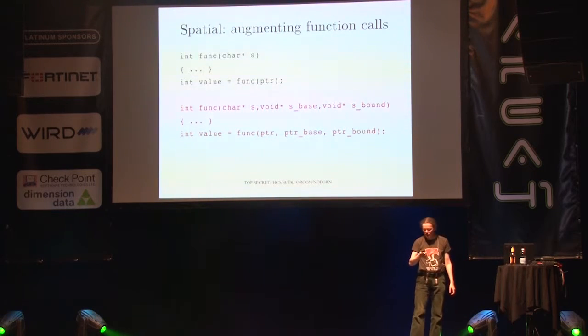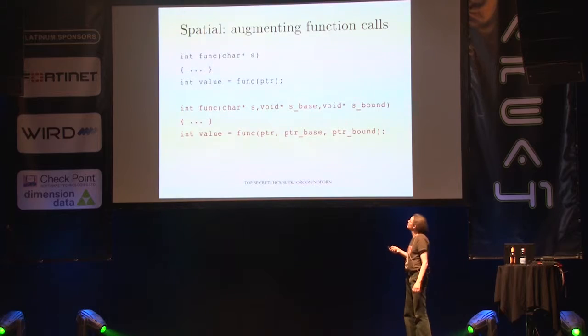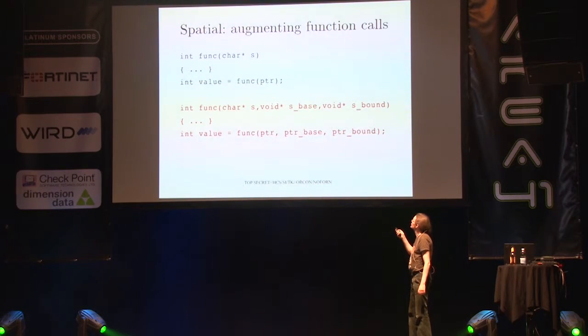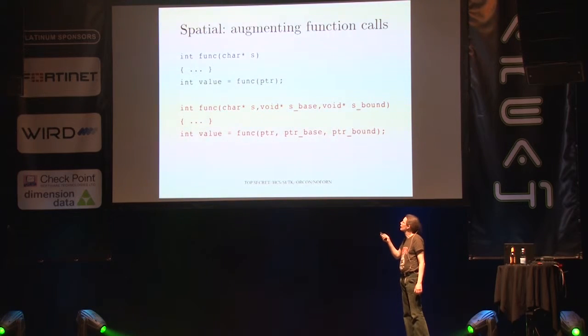So in the case of function calls, what happens is that the function is annotated. So if I write a function that takes a pointer as an argument, the compiler internally changes that to a function that takes three argument values. It means the base and the bound values become extra arguments to the function for every pointer.